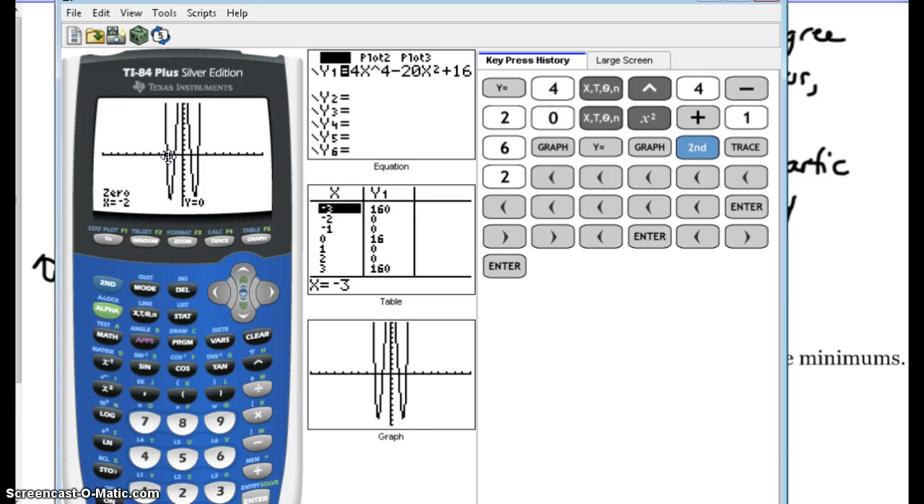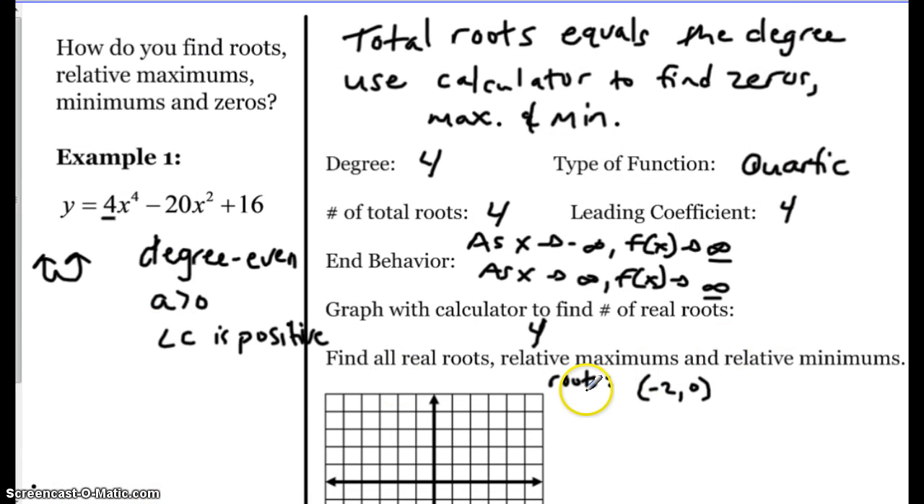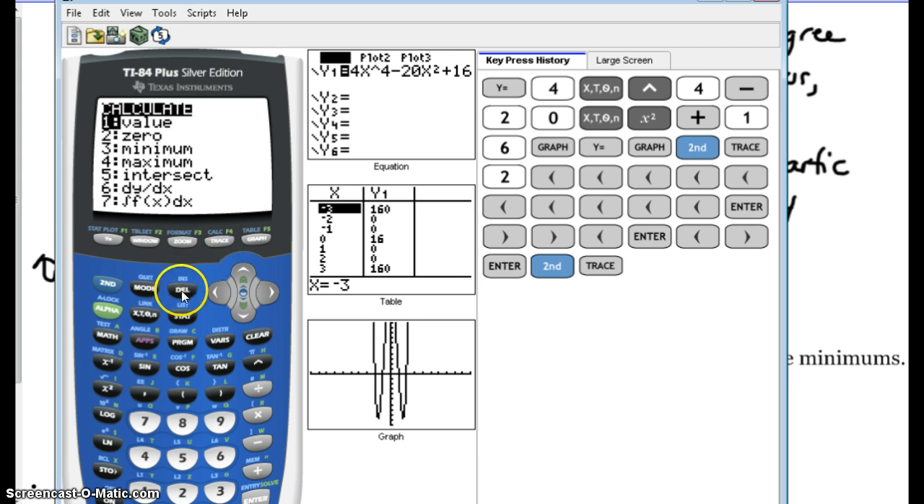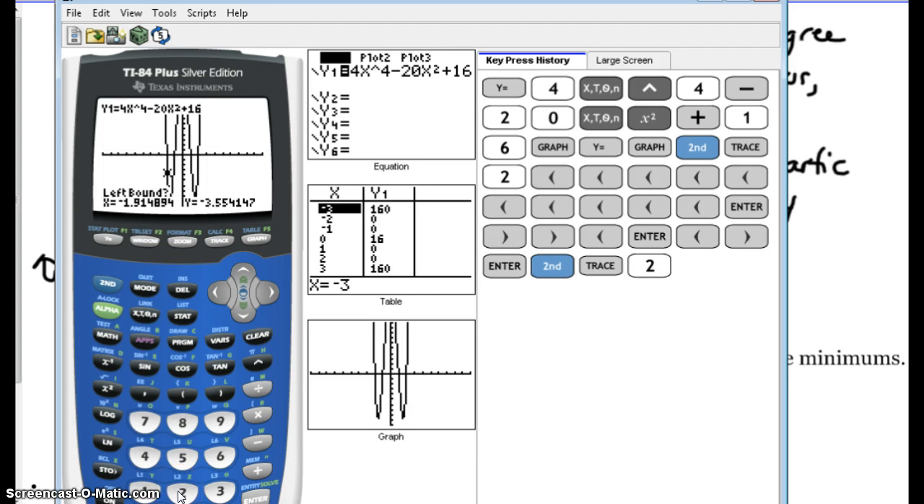So we'll write that down as one of our zeros, here on our notes. And we saw that all 4 are real, so we're going to write that number 4: with the calculator we can see that all are real. Now we're going to calculate the other 3, so I have to find this one and this one. I just walk through those same steps until I find them all. So second, calculate, and zero again.